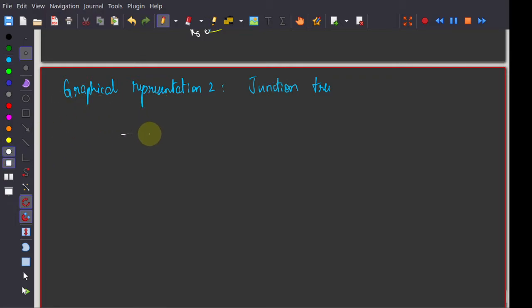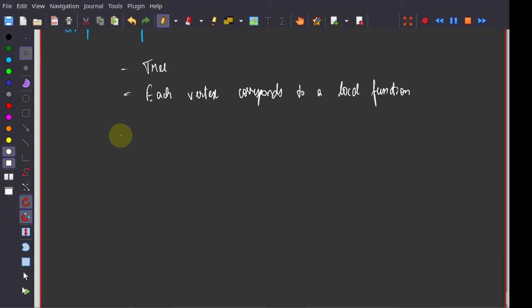A junction tree is, as the name suggests, a tree, and secondly, each vertex corresponds to a local function, or the corresponding local domain. But this tree has to satisfy one particular property.